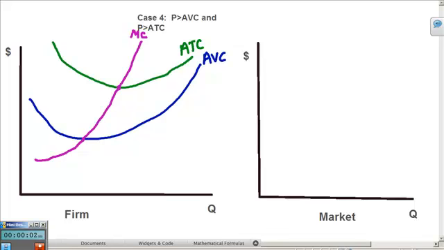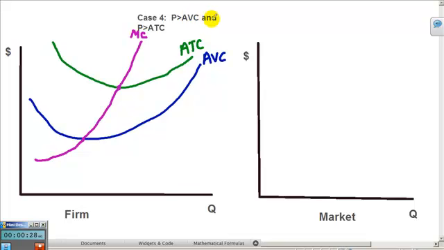Okay, now we're looking at the fourth and final case. In this case, the price is greater than the average variable cost. So total revenue will more than cover total variable cost, and therefore the firm should produce. It's taking in enough to pay its variable inputs and there's money left over.